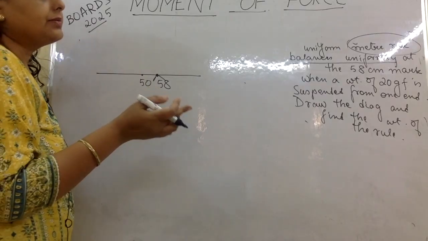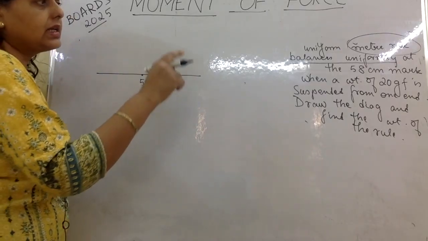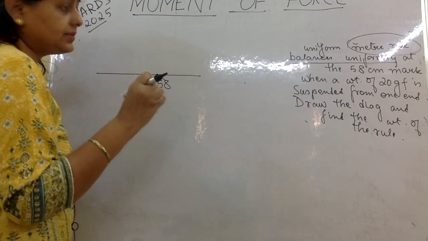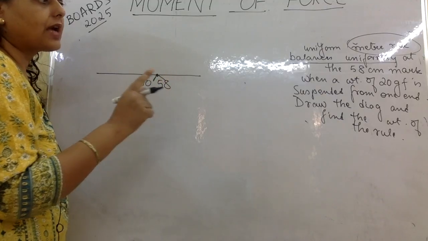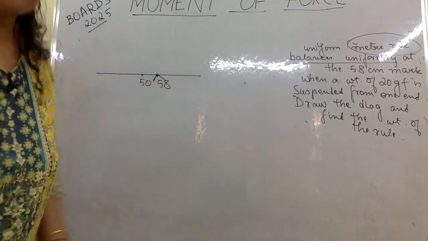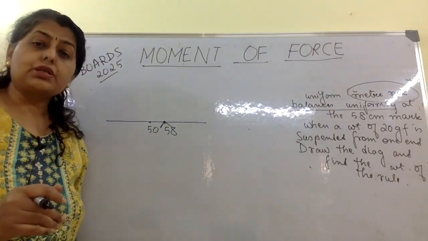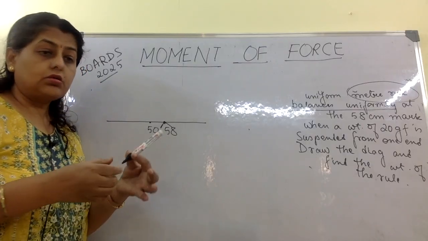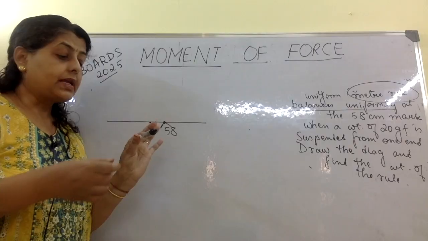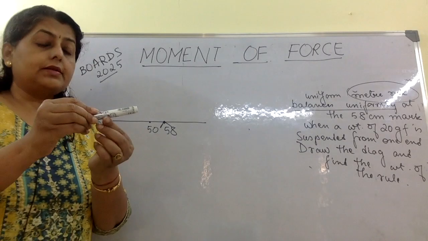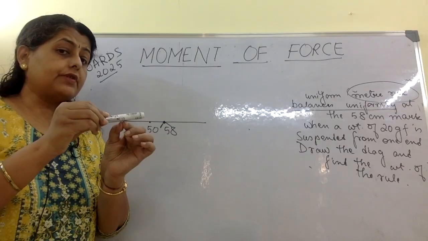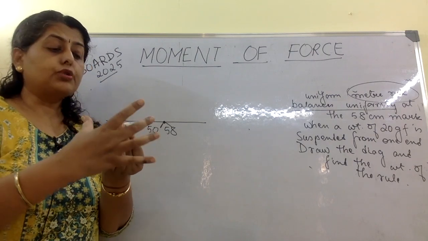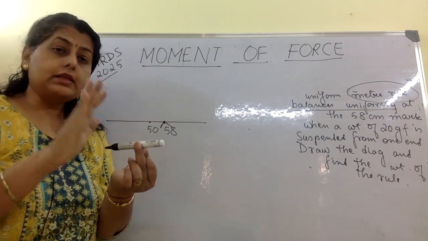Now they are saying it is made balanced by a weight which is kept somewhere, we don't know where. Okay, but a weight of 20 gf is kept at one end. Now here we have to use our common sense. See, if this is a scale, and this is the center of the scale, if I am pivoting it at the center, well and good, both sides equal weight, it remains straight.